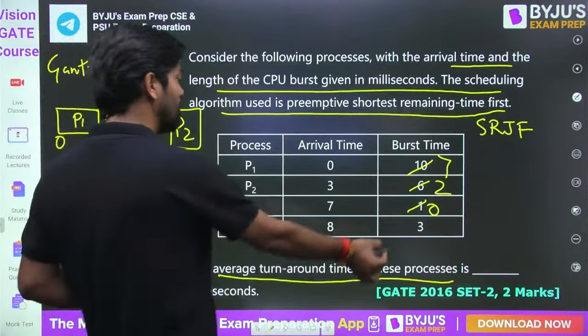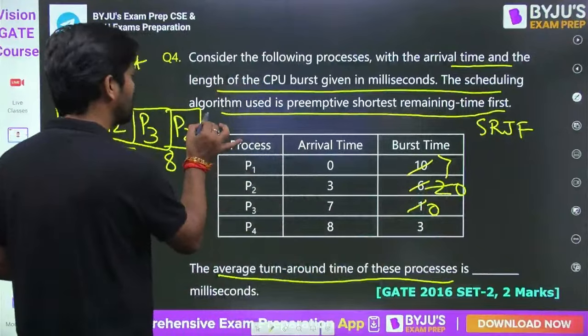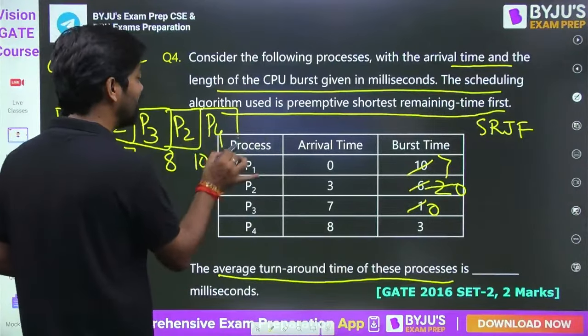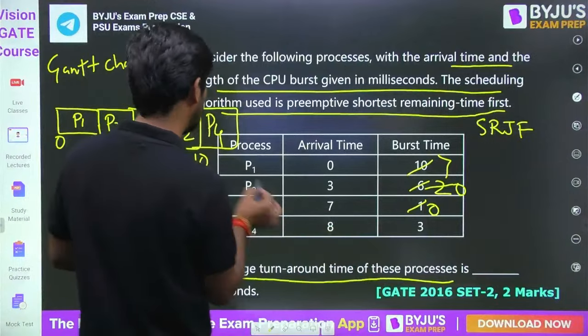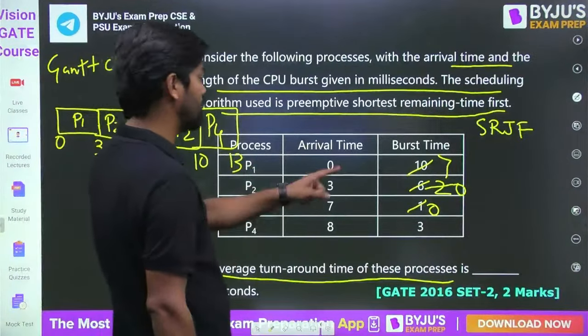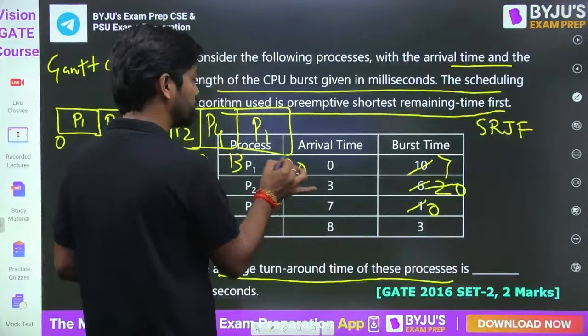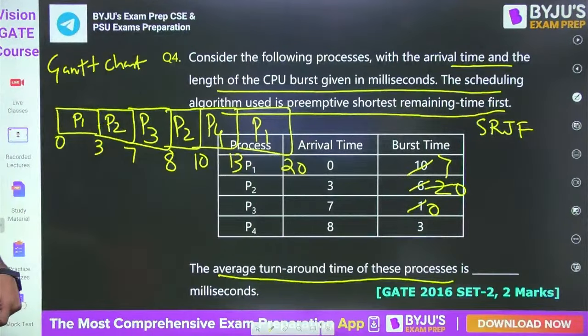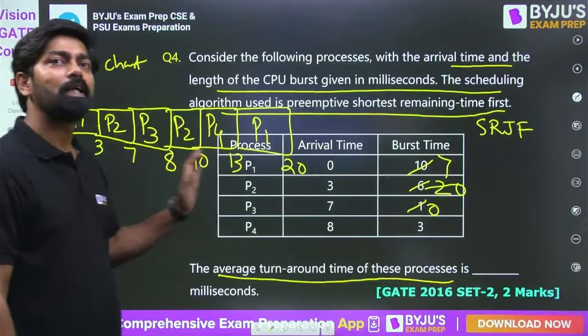Now we have P4, whose burst time becomes 0 after this. P4 will be scheduled from 10 to 13. After 13 we have P1, which runs until 20. Is that clear? Very easy question. The Gantt chart is clear.